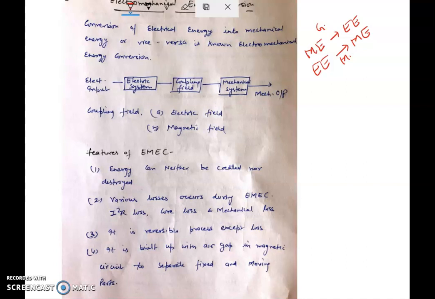So basically, the complete electromechanical energy conversion we can understand with the help of this block diagram, where this is the electrical input, electrical system, coupling field, mechanical system, and mechanical output. As in the case of a motor, the electrical input is the supply we are providing, like 220 volt or 440 volt, whether it is a single phase motor or three phase motor.